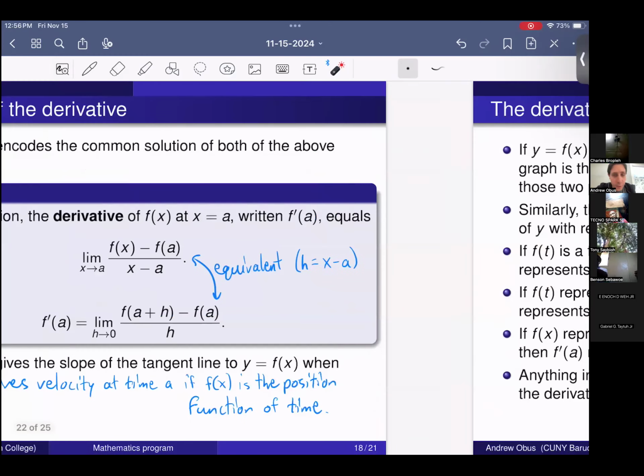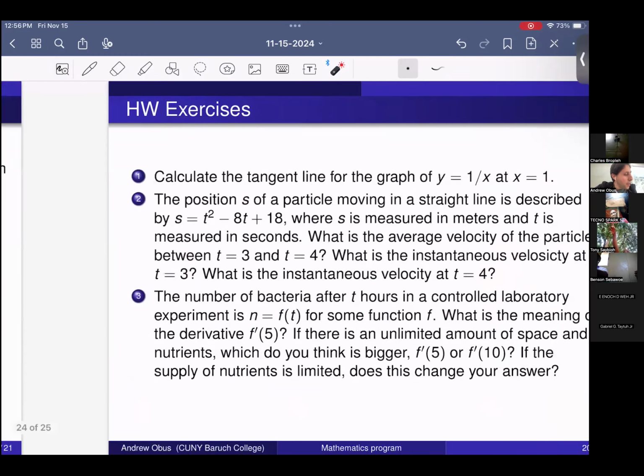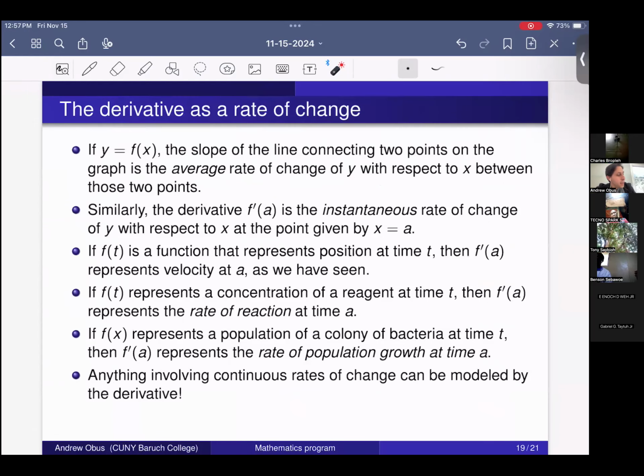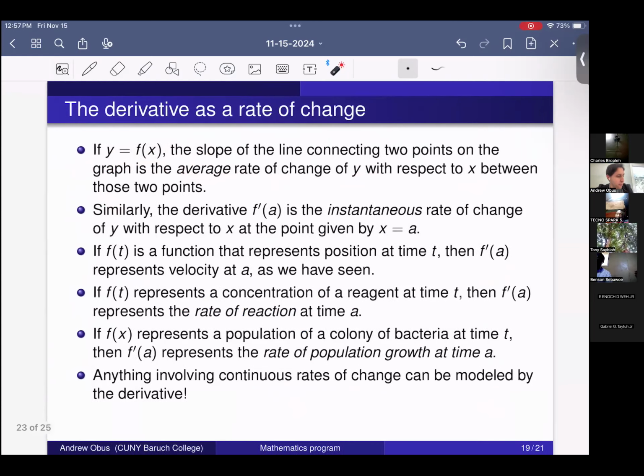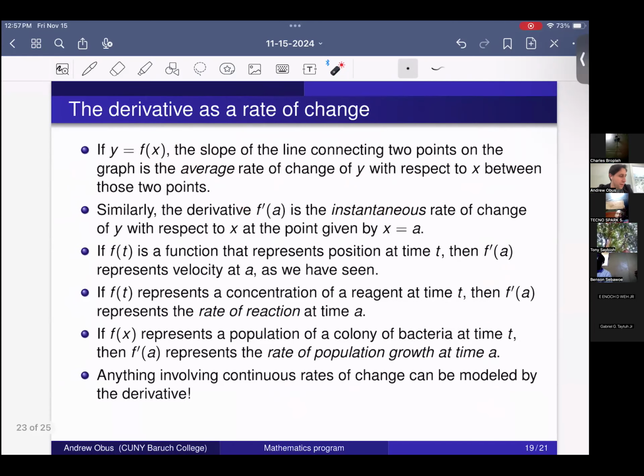Okay, so let me just wrap up because we're running out of time. The last thing I want to say is that if y equals f of x, the slope of the line connecting 2 points on the graph, we can think of it as the average rate of change of y with respect to x between those 2 points. Similarly, the derivative, f prime of a, is the instantaneous rate of change of y with respect to x at the point given by x equals a. So these derivatives are representing a rate of change. That's what a slope of a graph is. The slope is the rate of change.